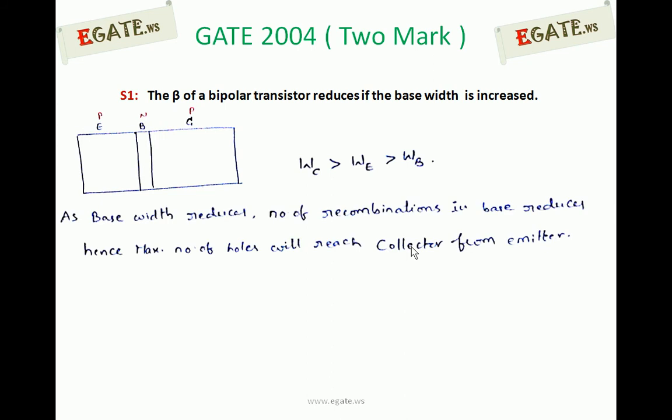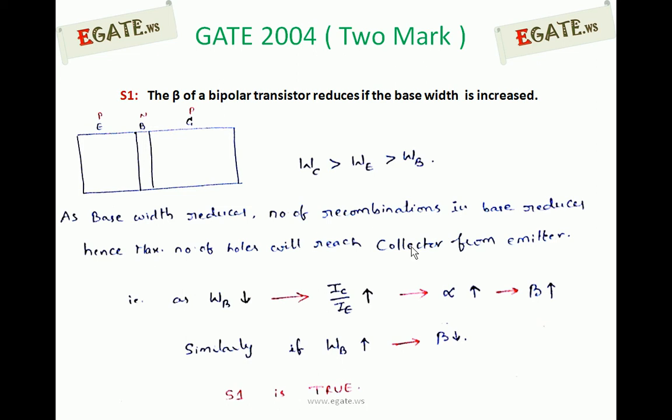Since base width is small, as the charge carriers move from emitter to collector, they flow through the base, and in the base you will get very little recombination. If the base width is made even smaller, the number of recombinations in the base reduces still further. So the maximum number of holes from the P type emitter will go to the P type collector. So IC is approximately equal to IE as base width reduces.